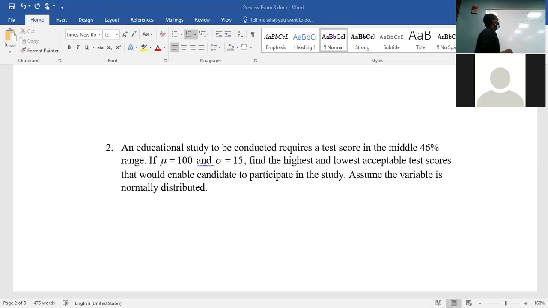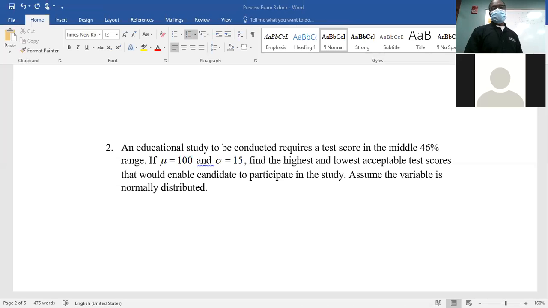Can you use a calculator to find this? The first one is 90.85. And then the second would be 109.19. So we can choose a test score between 91 and 109 or 91 and 110. You can round it up. That's not really what's important.